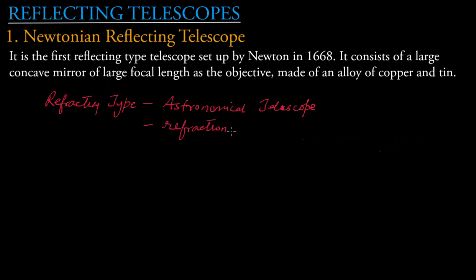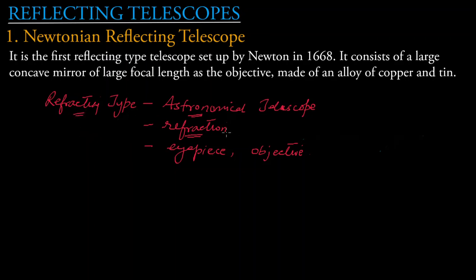So if you remember, in an astronomical telescope there are two lenses. One is called the eyepiece, which is placed near the eye of the observer, and the other one is called the objective, which is facing the object. Because lenses are used in the telescope, the ray of light, after passing through the lens, will suffer refraction. So therefore the astronomical telescope is a refracting type telescope.